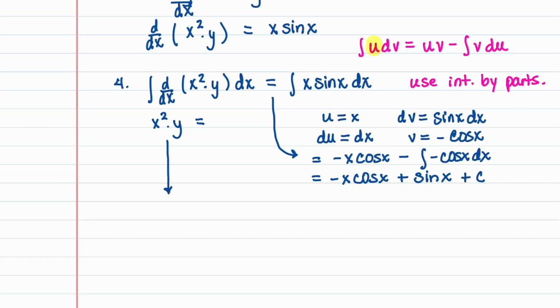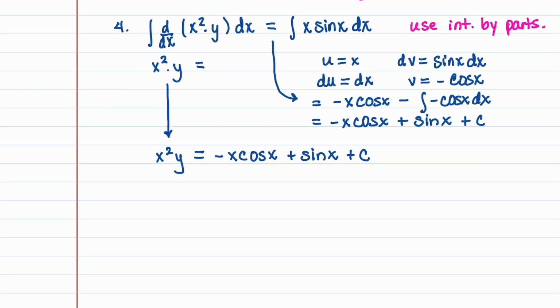Let's go ahead and rewrite this. On the left, we have x squared times y. And then on the right, we have a minus x cosine x plus sine x plus c. Let's now go on to step 5. That's actually going to be our last step because we don't have an initial value problem. We just have a differential equation. Step 5 is that we solve for y.